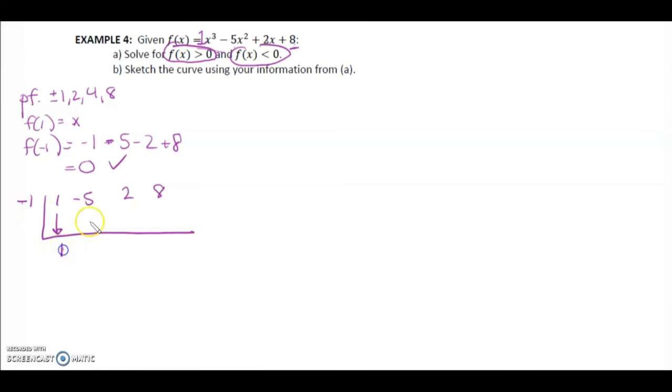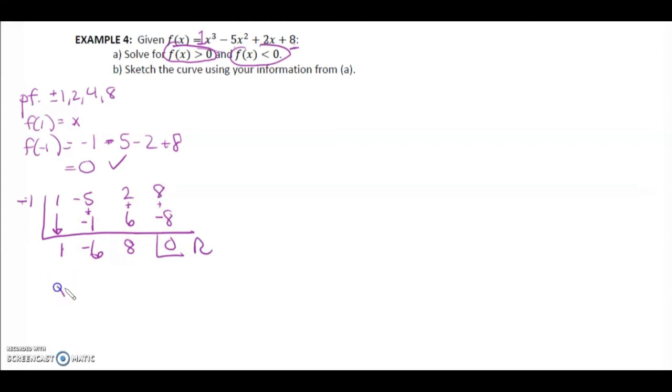We get -1 times 1 is -1. Let's add these. We get -6. -1 times -6 is 6. Add these, we get 8. -1 times 8 is -8. Add these, and we get 0.